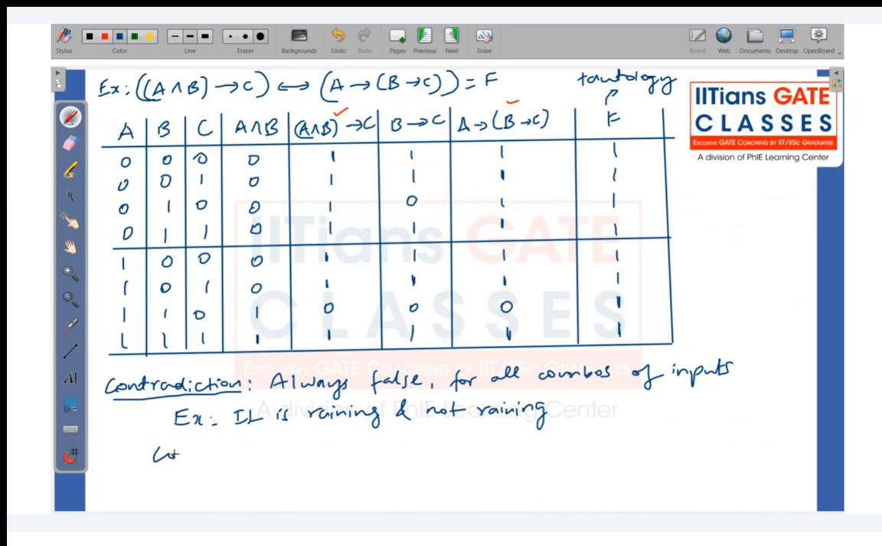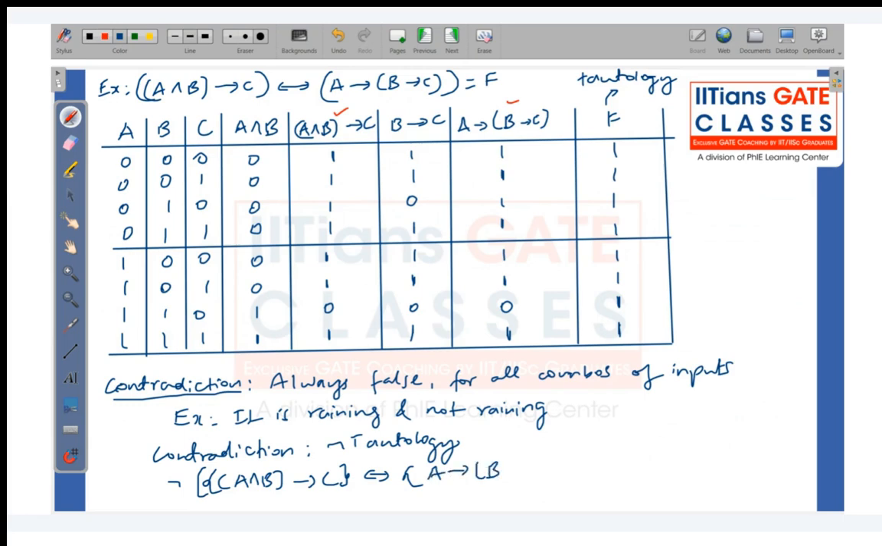One way to make contradictions is if you simply take a tautology and negate it. So this entire thing, if I negate A or B implies C, being equivalent to A implies B implies C. Okay, so this is a contradiction now.